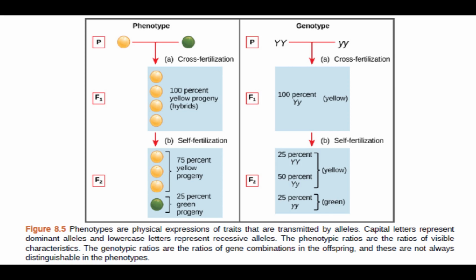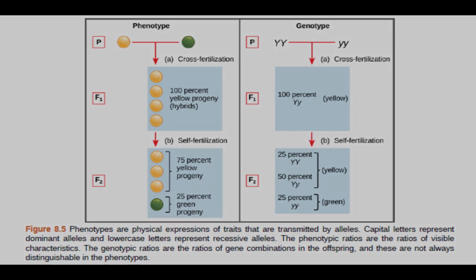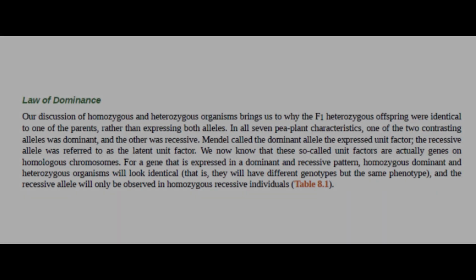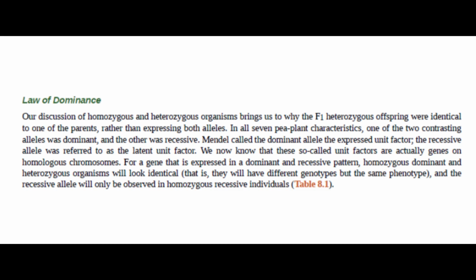The phenotypic ratios are the ratios of visible characteristics. The genotypic ratios are the ratios of gene combinations in the offspring, and these are not always distinguishable in the phenotypes. Law of dominance. Our discussion of homozygous and heterozygous organisms brings us to why the F1 heterozygous offspring were identical to one of the parents rather than expressing both alleles. In all 7 pea plant characteristics, one of the 2 contrasting alleles was dominant and the other was recessive.